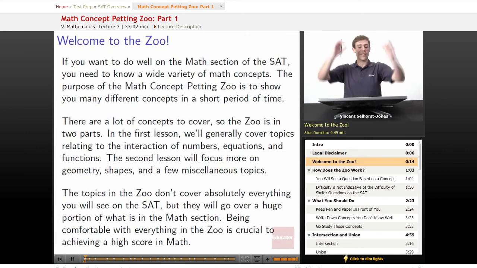Welcome to the zoo! If you want to do well on the math section of the SAT, you need to know a wide variety of math concepts. So the purpose of the math concept petting zoo is to show you a huge number of different concepts in a short period of time.